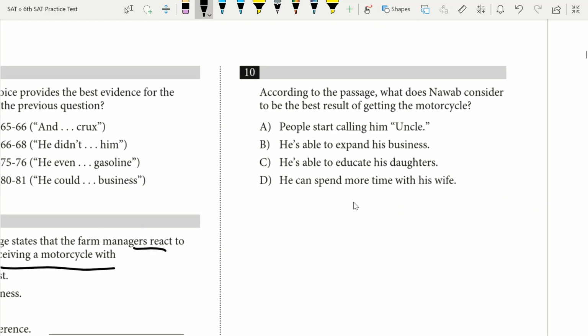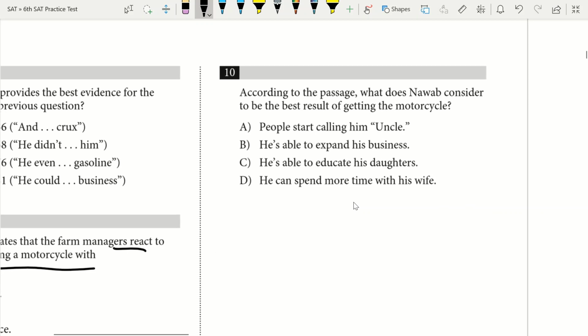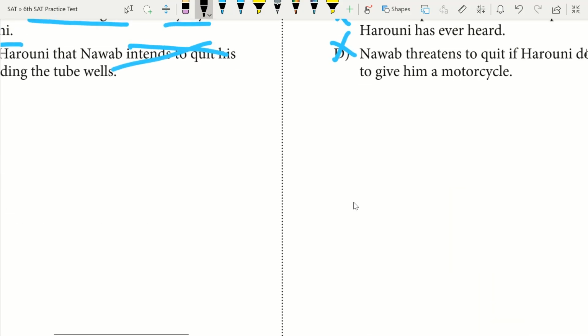Okay, now we got question 10, last question for this passage. According to the passage, what does Nawab consider the best result of getting the motorcycle? Okay, that's going to be that he can spend more time with his wife. All right, how do we know that? Well, it actually explicitly says that, so we know why A, B, and C are wrong because it explicitly says he can spend more time with his wife.